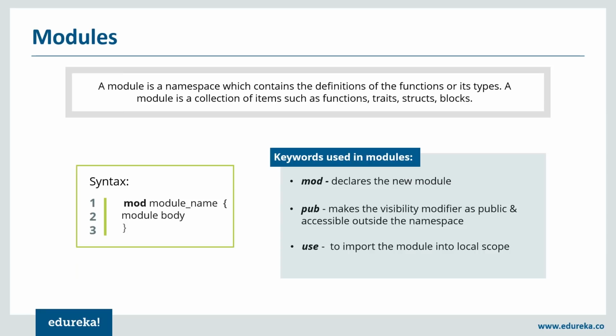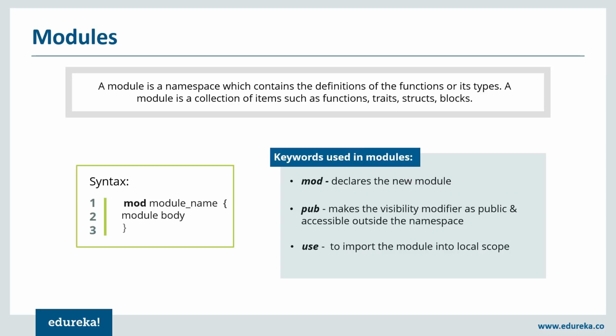All right. So now let's move on to our next topic, which is modules. Now, what is a module? It's basically a collection of items like functions and structures. Okay, now by default, the modifier of a module is always private. A module is declared with the keyword mod, but you can make it public by using the public keyword, which is pub. So basically, this makes the visibility modifier public and accessible outside the namespace.